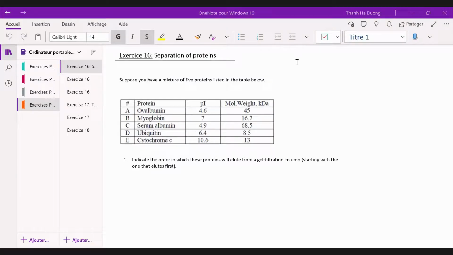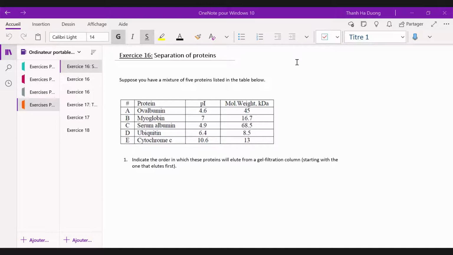We can finish. So I told you to prepare exercise 16, separation of proteins. Did you do that or not? Yes, okay, so you can help me to make the correction.